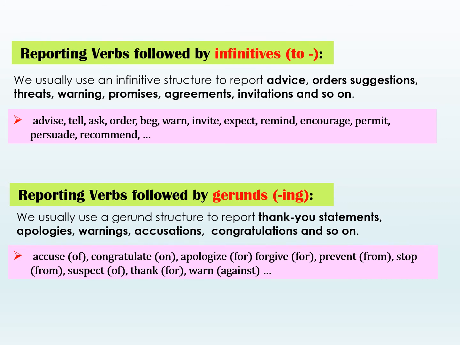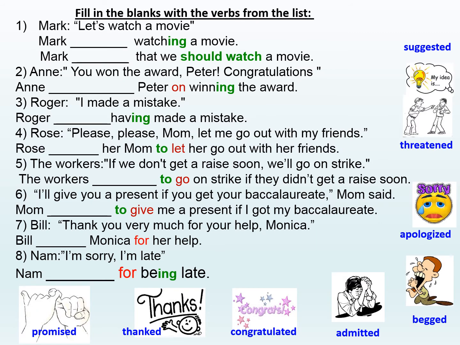As you can see, we have warn is followed by gerund, and warn is also followed by infinitive. So you can say, for example, warned me not to talk to strangers. My mother warned me not to talk to strangers. But we can say also, my mother warned me against talking to strangers. But we can also use, my mother warned me of the danger of talking to strangers. Good. Let's do this exercise.